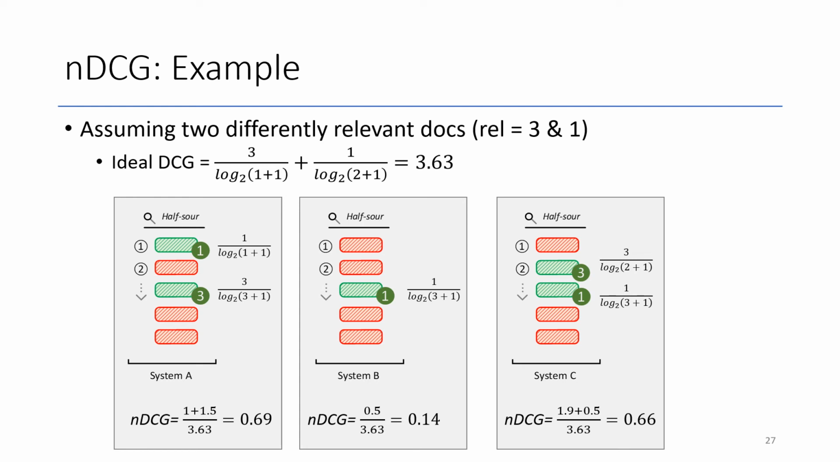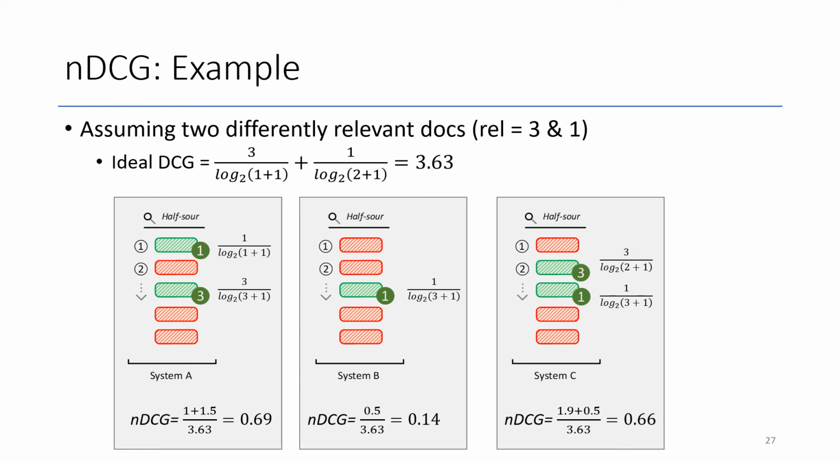For the second system, we only have one relevant document, so the second system is kind of bad, which we could see with our naked eye, right? We have only one relevant document, and that's not very relevant. Of course, the nDCG score here becomes lower.